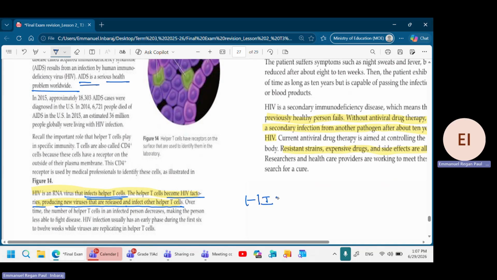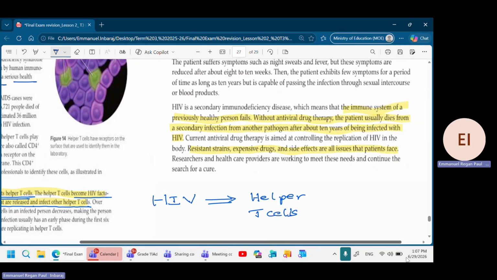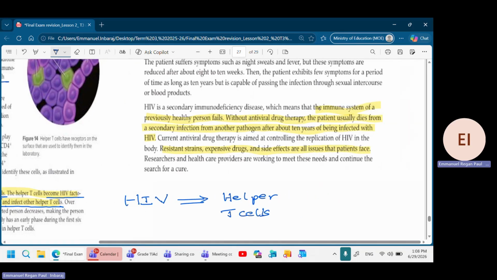So what will the HIV virus do? The HIV virus will take over the helper T cells. The helper T cells will start listening to the HIV virus and they will start producing viruses. This is a big problem. And what will happen when this happens? HIV is a secondary immunodeficiency disease, which means the immune system of the person completely fails. There is no immune system at all. So you will get all types of diseases.